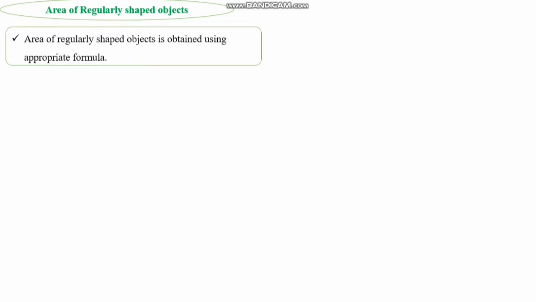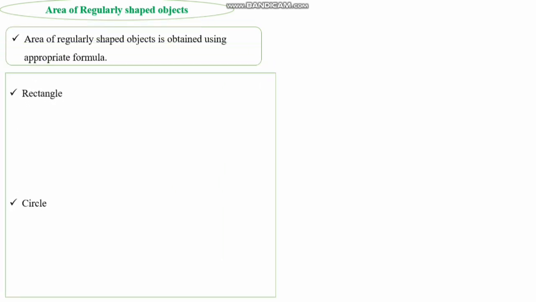So the next aspect of measurement 2 is measuring the area of regularly shaped objects. The area of a regularly shaped object is obtained using an appropriate formula. Different regular shaped objects have different formulas for calculating their area.